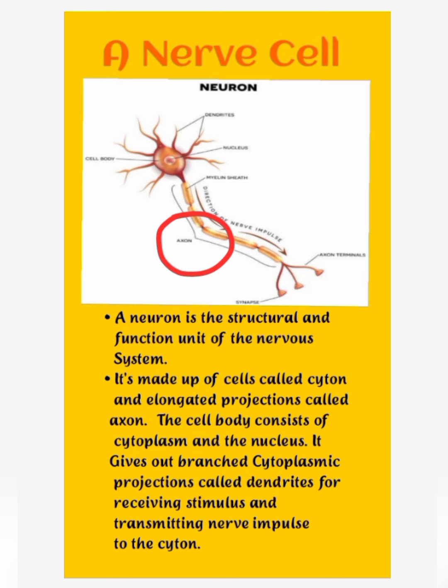And the distal end of the axon is branched, forming axon terminals. Like we can see this, that the distal end of the axon, this is the axon, and the distal ends of the axon are divided like this, like this, like this. So these are called the axon terminals.